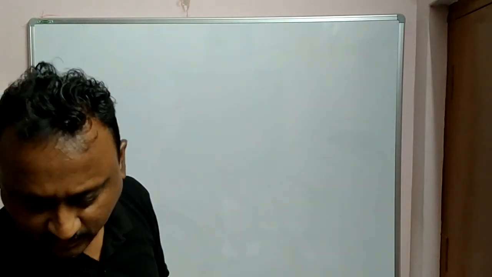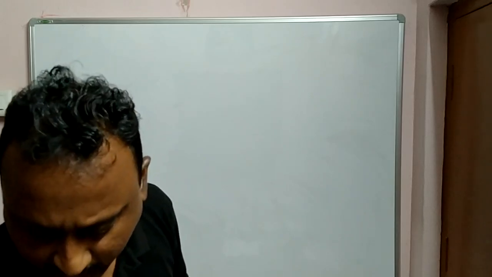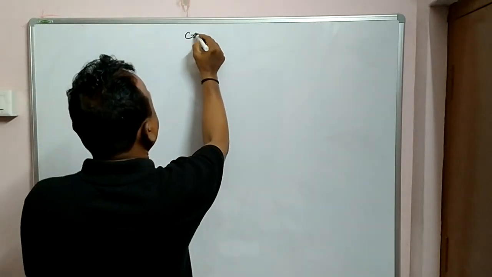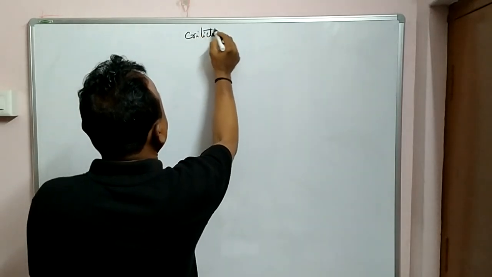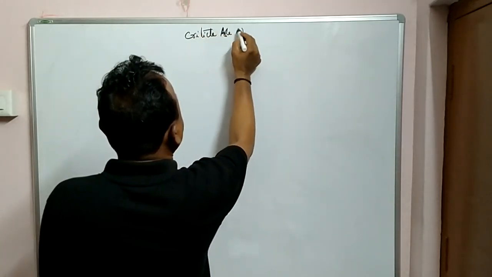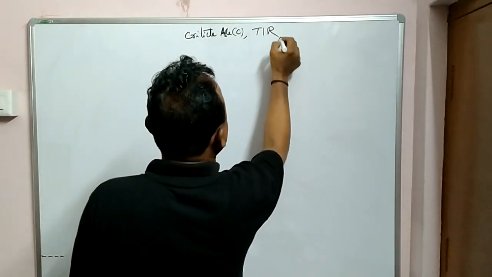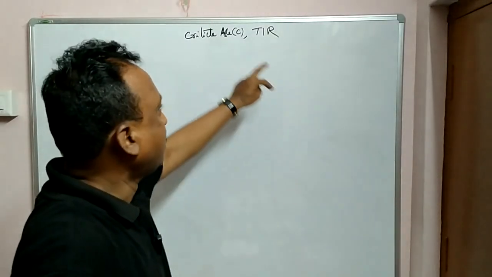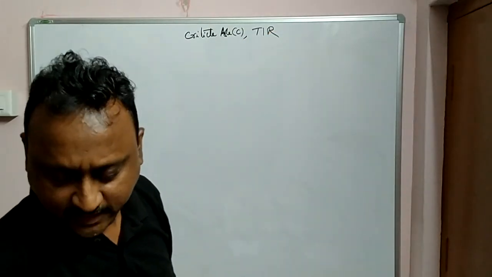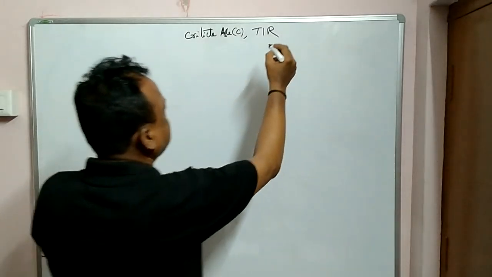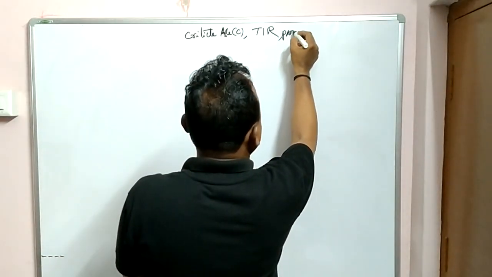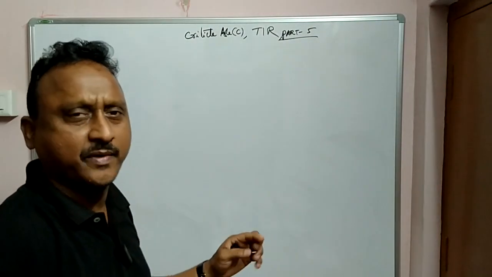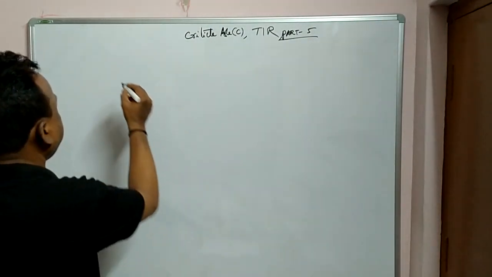Now today's class will be a little faster. We will be dealing with critical angle C and thereby TIR, total internal reflection. So what is critical angle? This is part 5, because I told you in the beginning it is a very lengthy, big chapter, light ray optics. So what is critical angle? Let us see once.